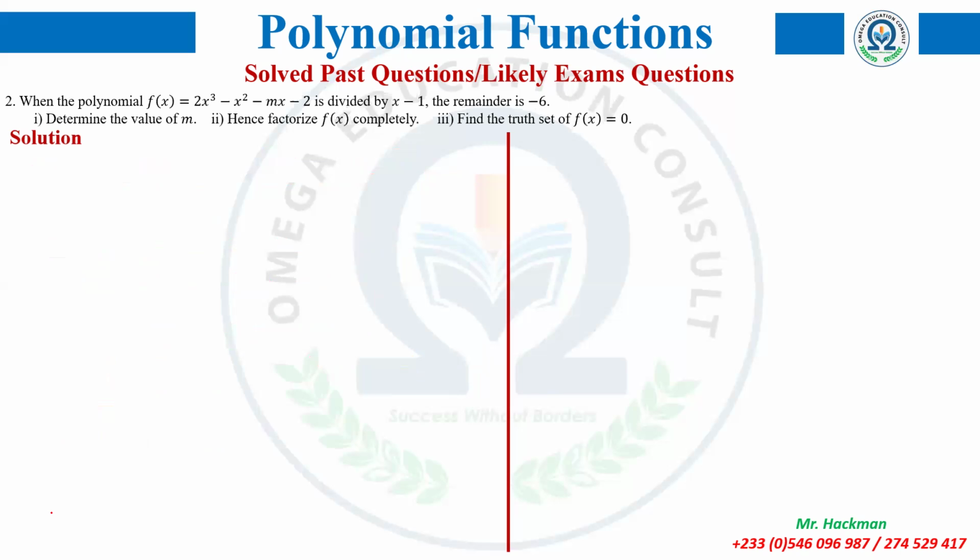So let's look at the next question. When the polynomial f of x, which is 2x cubed minus x squared plus mx minus 2, is divided by x minus 1, the remainder is minus 6. Determine the value of m. That is part one. Hence, factorize f of x completely. Then find the solution set of f of x is equal to 0. So this one is 3 in 1.